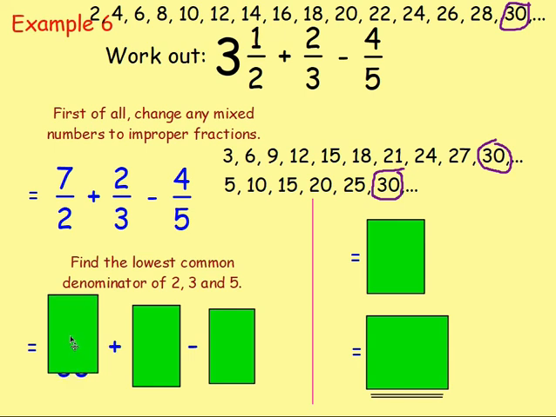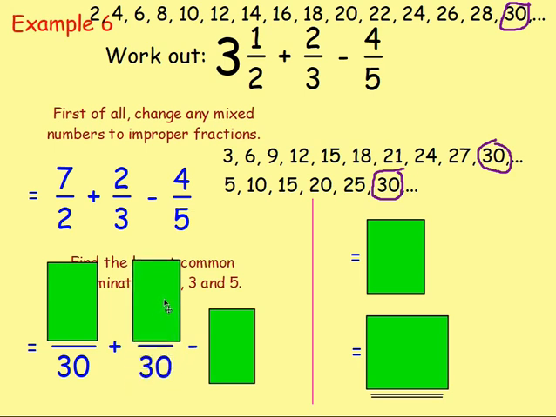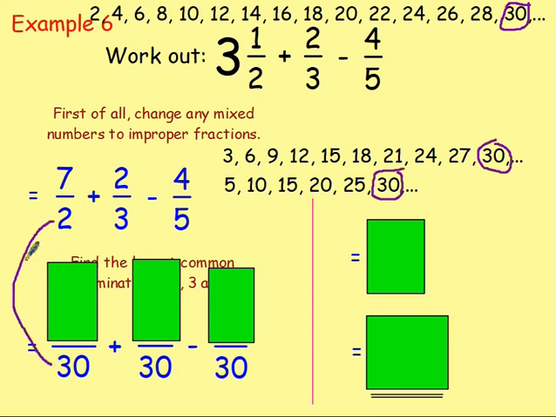So we're wanting to change the 7 over 2 to something over 30. The same with the 2/3, change it to something over 30. And the same with the 4/5, change it to something over 30. So to do that, take the 7 over 2. First of all, we are going from 2 to 30. What do you multiply 2 by to get to 30? Brilliant, you're multiplying by 15. So do the same with the numerator. 7 times 15 gives you 105.